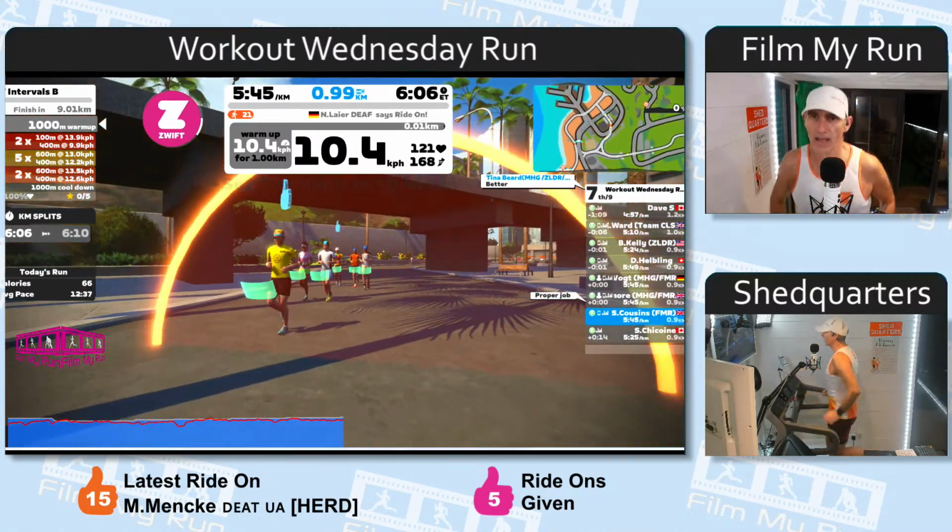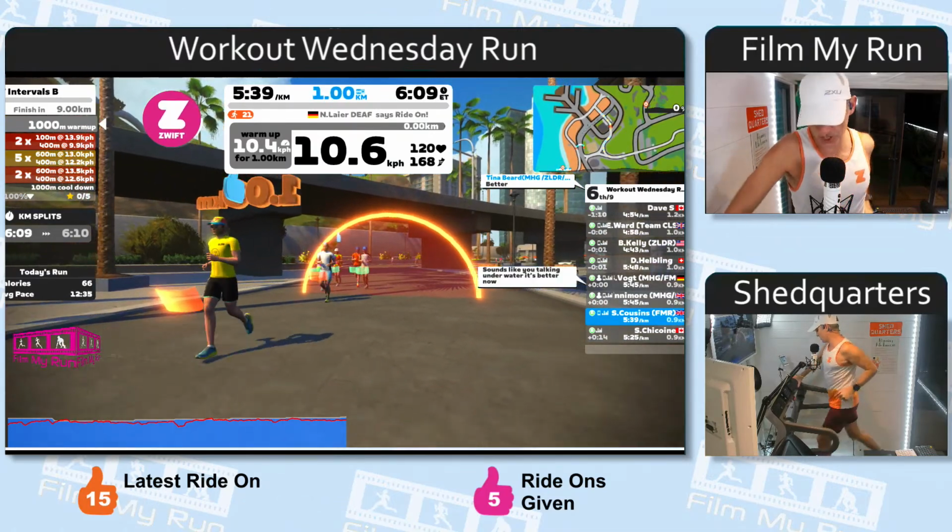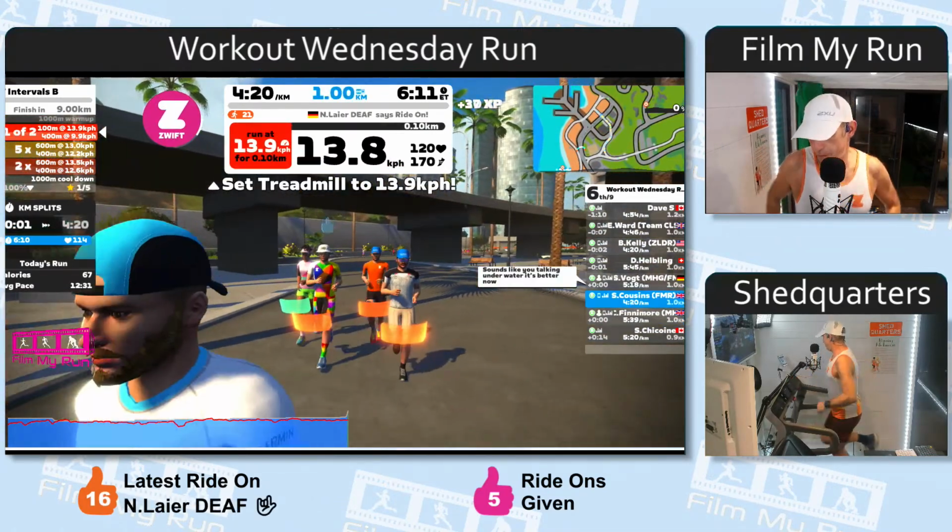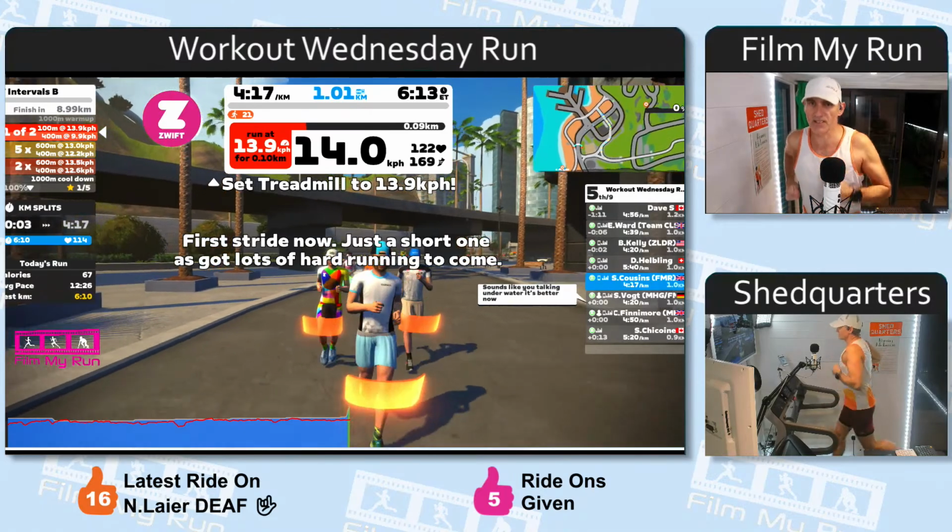Right, strides. Here we go. Up to 14. 100 metres here.